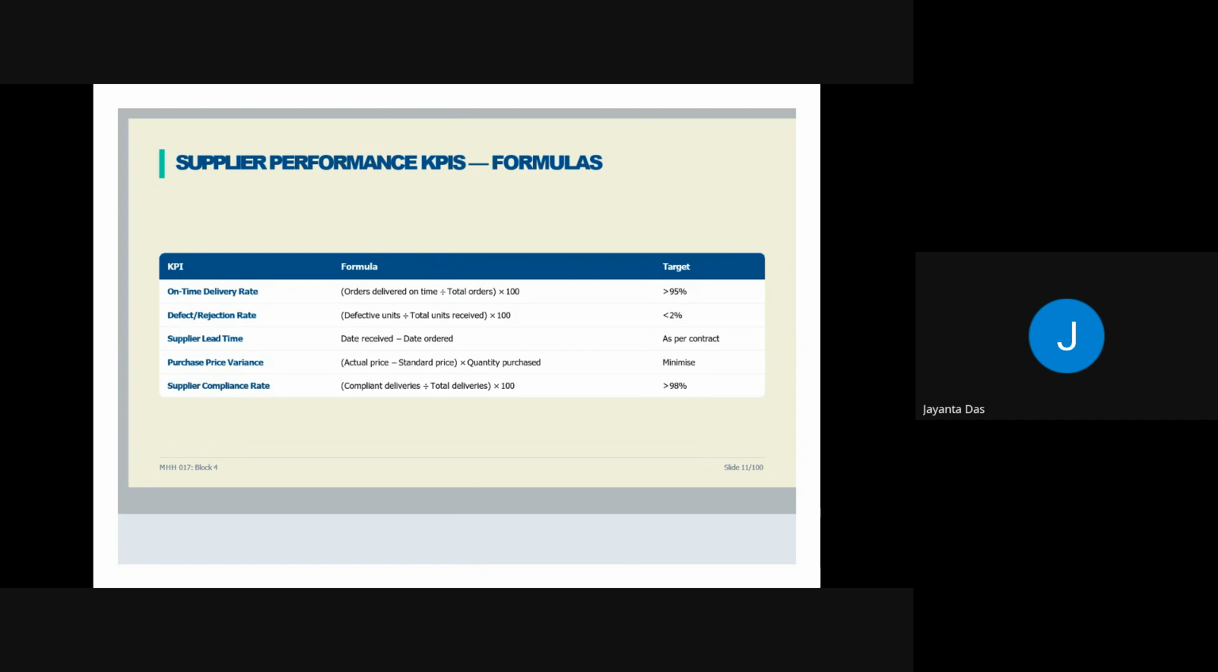Then purchase price variation, that is actual price minus standard price, multiplied by quantity purchased. This should be as minimal as possible, because this is a comparative measure. So we need to see to it that we maintain our quality and the specifications we asked for, and identify who is the supplier providing us the lowest cost. Then supplier compliance rate, that is compliant deliveries divided by total deliveries into 100, and here also it should be more than 98%.